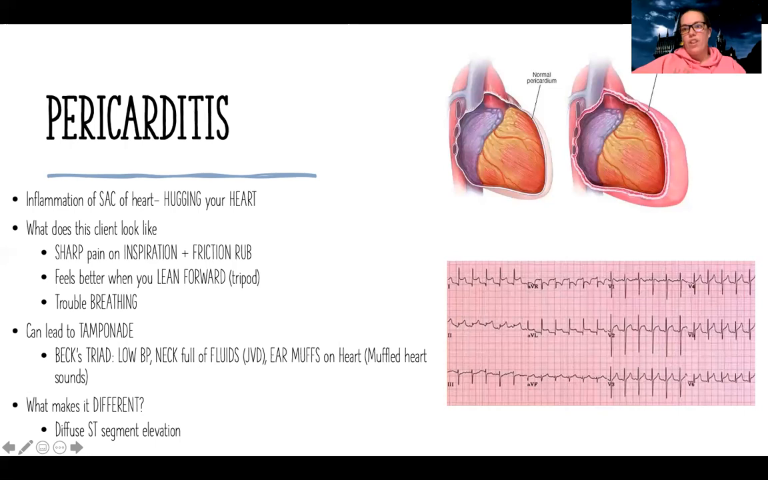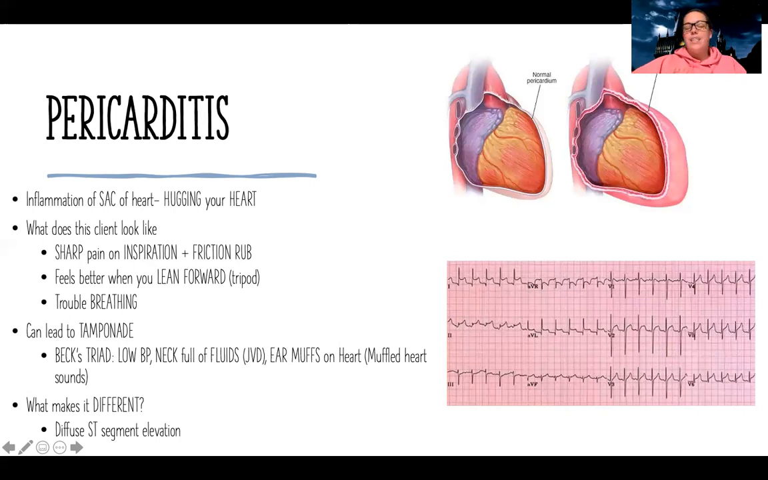This patient's going to feel better when they're leaning forward. So you're going to see them going into the tripod position. It's going to be the only position that's comfortable for them, because it displaces the heart, and it's more comfortable to sit in that position than lying back. It takes off some of that pressure from the inflammation. This patient's also commonly going to complain of trouble breathing, so we're going to be looking for those signs and symptoms too.